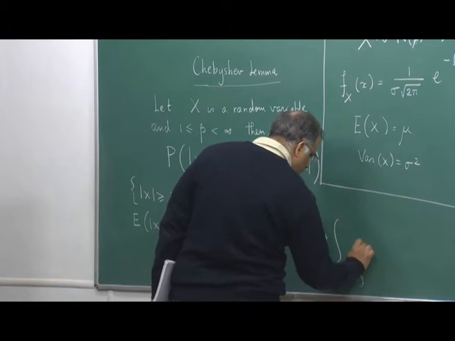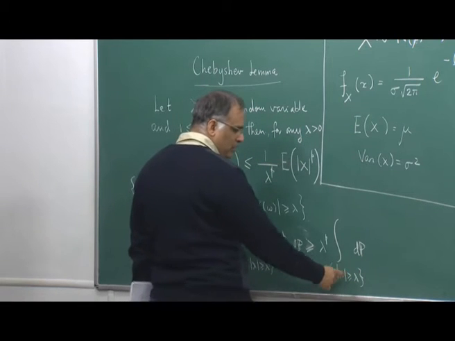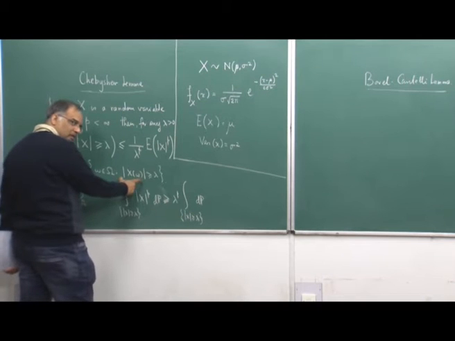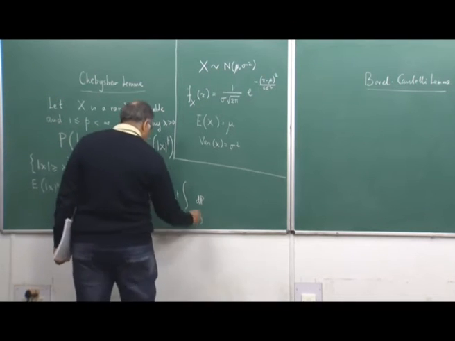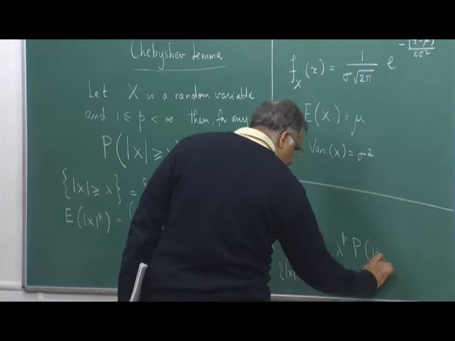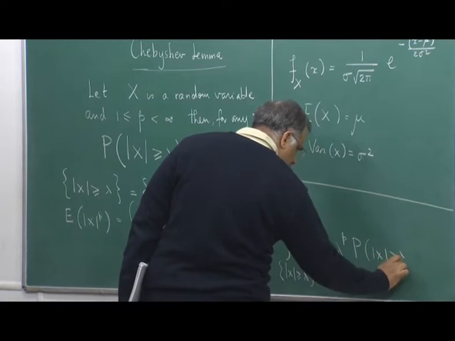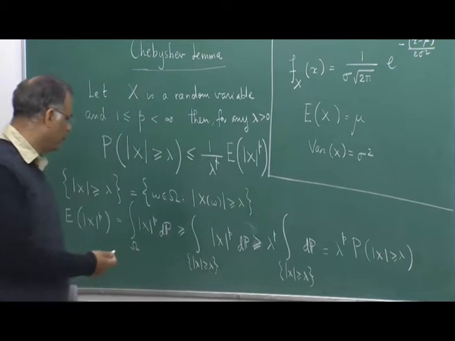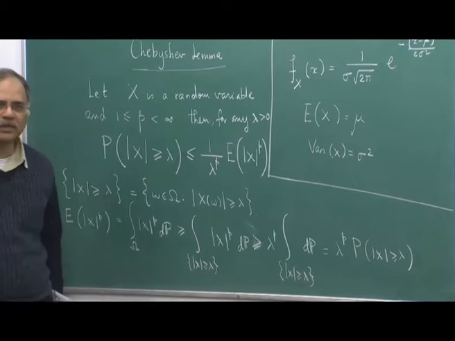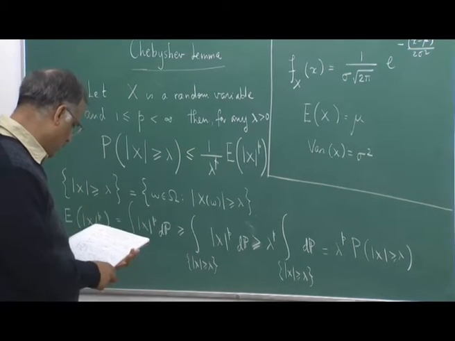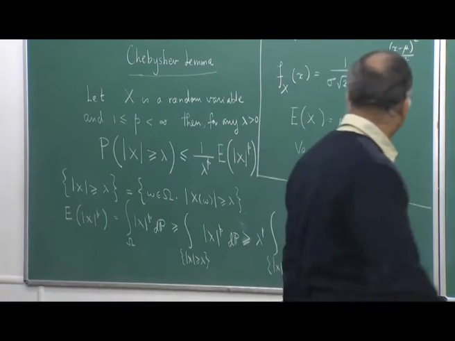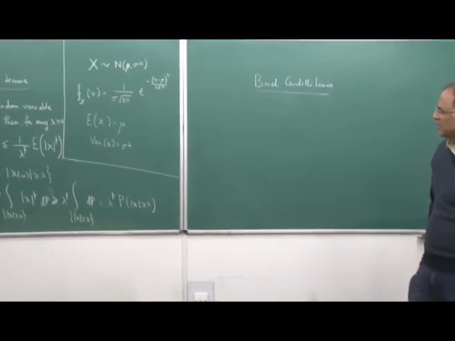So, what does this mean? This simply means the probability of this particular event, probability of this event. So, this is nothing but lambda to the power p times the probability of, and you see, voila, you have proved Chebyshev's inequality. Of course, Chebyshev's inequality will have applications which we will come to very soon.